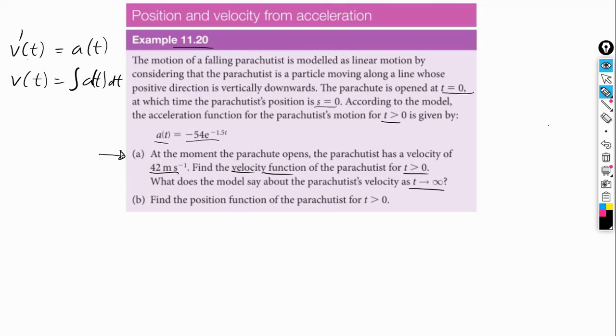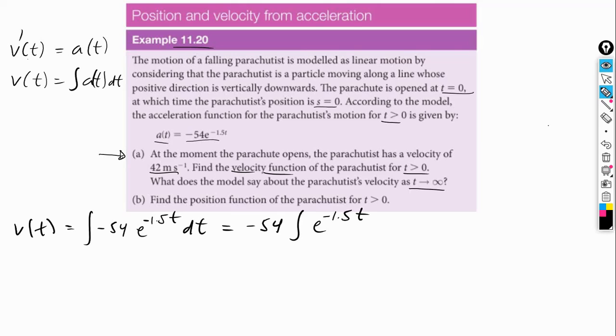So that's what we're going to use here. That means that in order to find the velocity, we have to integrate this function here, minus 54 times Euler's number to the power of minus 1.5t. And this is going to equal minus 54 times Euler's number to the power of minus 1.5t. And then in order to integrate this, remember that we need to have minus 1.5 dt. And since we have to multiply by this, we also have to divide by it. So this divided by minus 1.5.